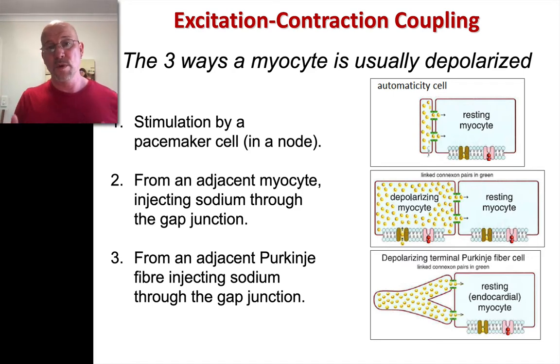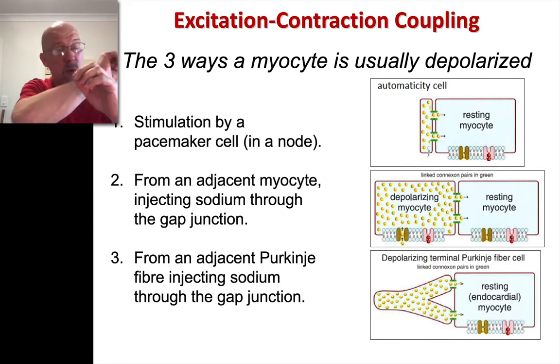By way of review, there are 3 ways that we can depolarize a myocyte. That's not making it contract, but just making it fire off electrically, getting the ions moving across the plasma membrane. The first one is in a pacemaker cell, which we discussed in a separate lecture. They have automaticity through their funny channels that make them fire off spontaneously at a set rate. That's condition number 1.